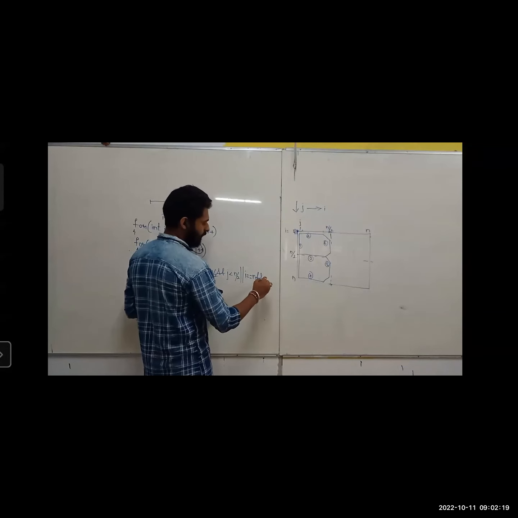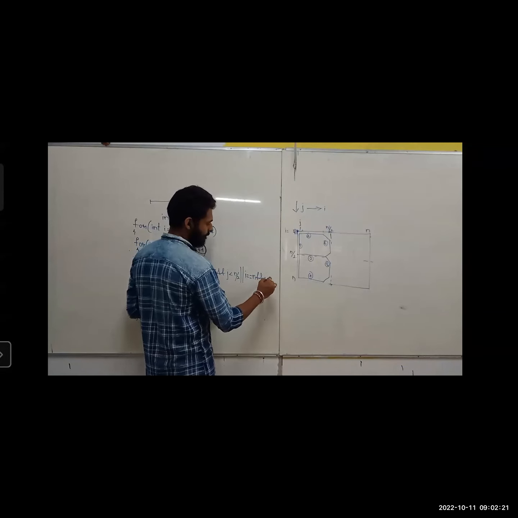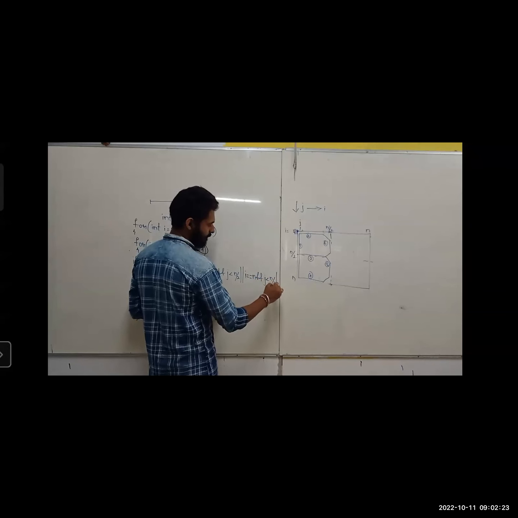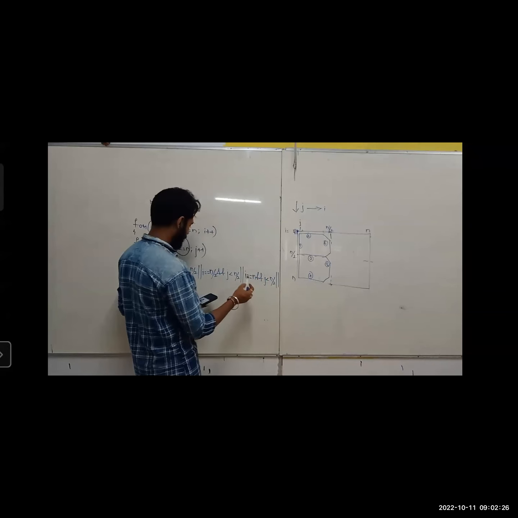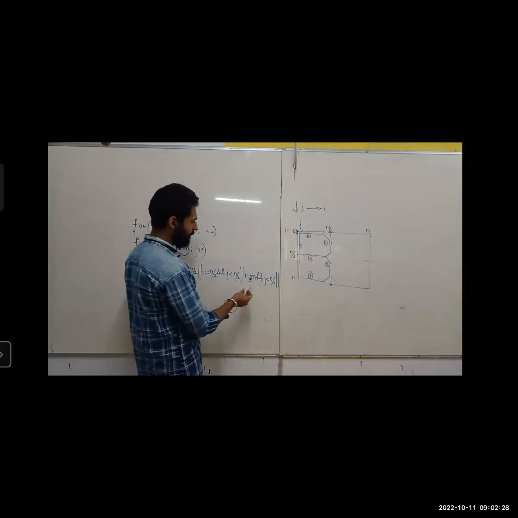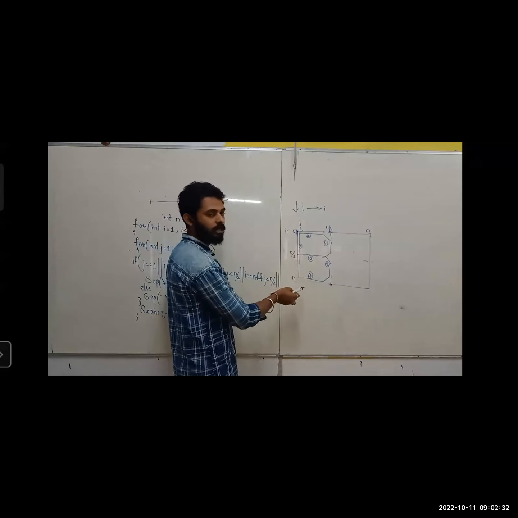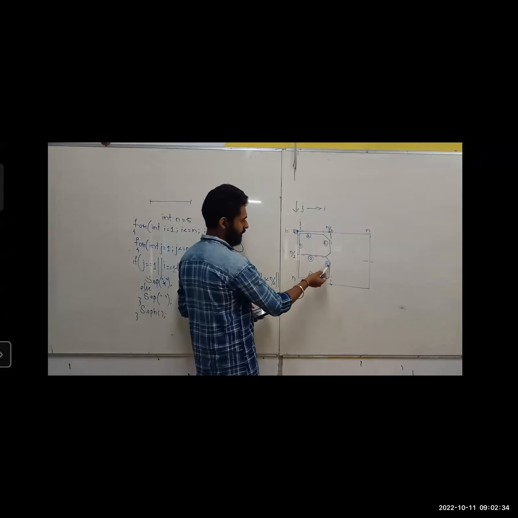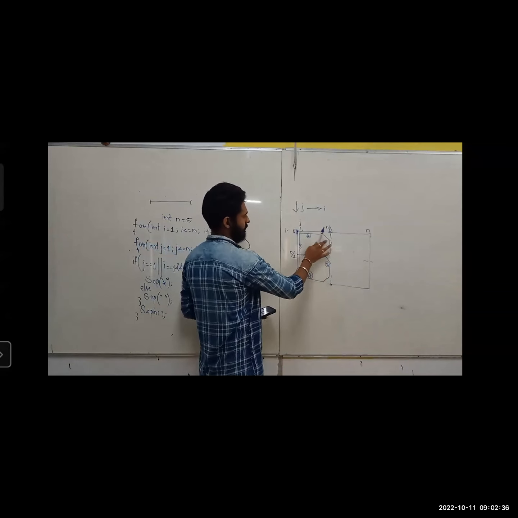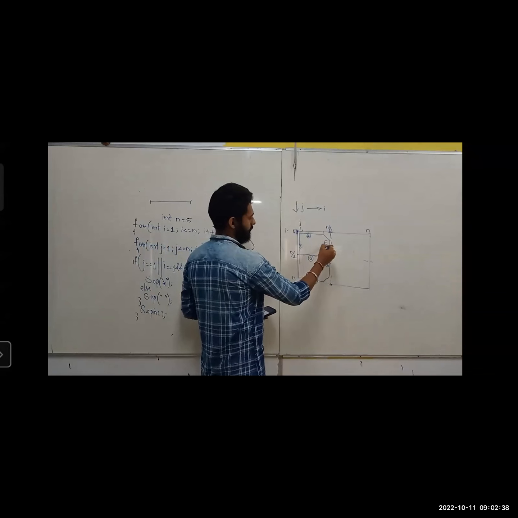i equal to n and j should be... This is your 1, 2, 3, 4. 4 is done. Next one is 5. Sorry, this I'll make as 5.